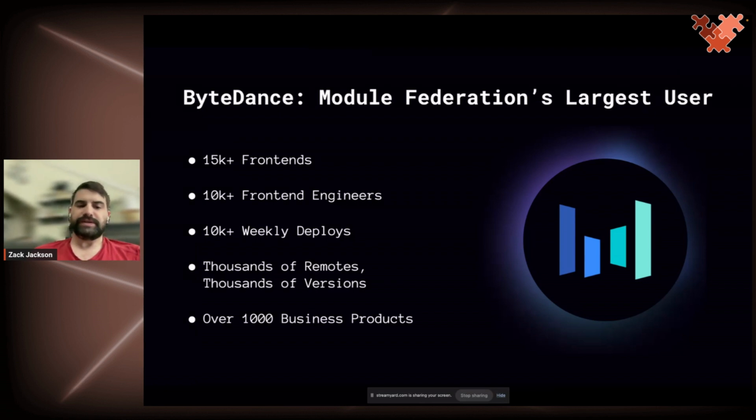We do around 10,000 deployments every week into a production environment. We have thousands of remotes at thousands of versions. And on the business end, we have over 1,000 user-facing business products. This is either in the App Store or on websites, or I guess it would really be mainly those two.